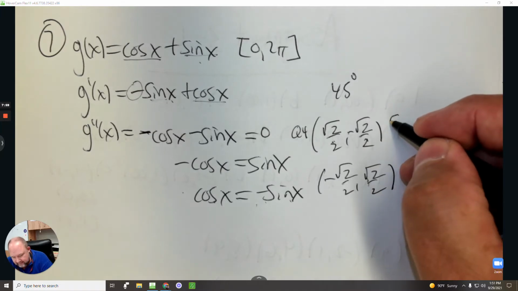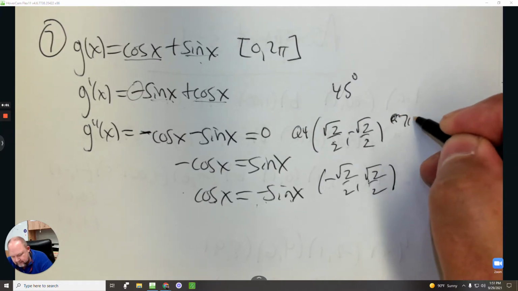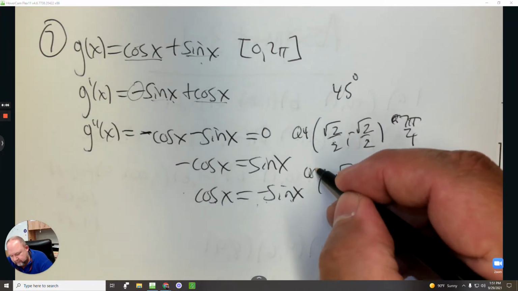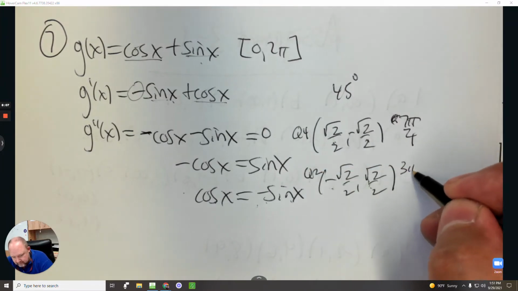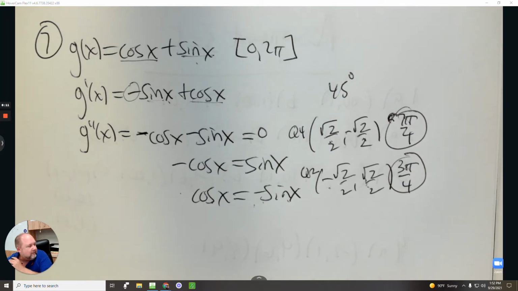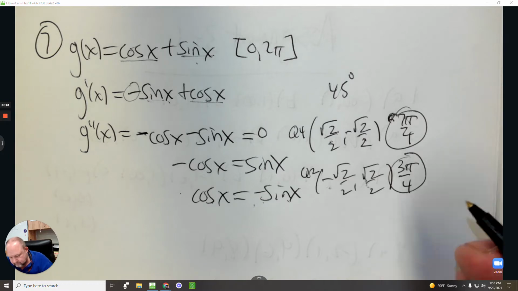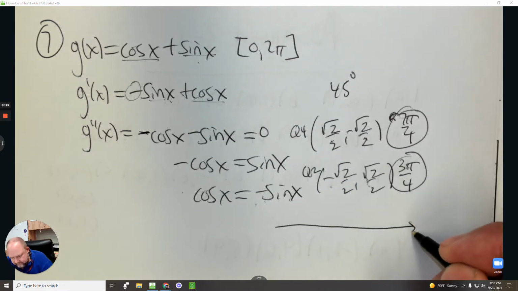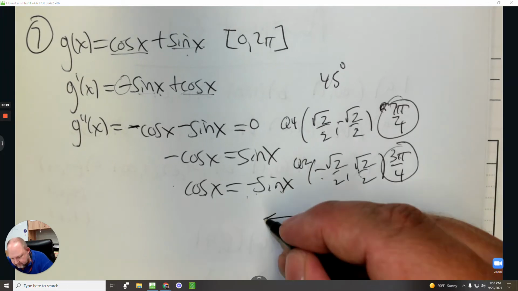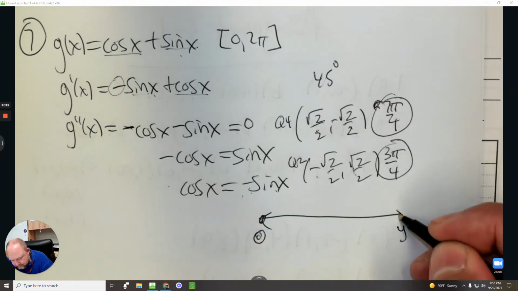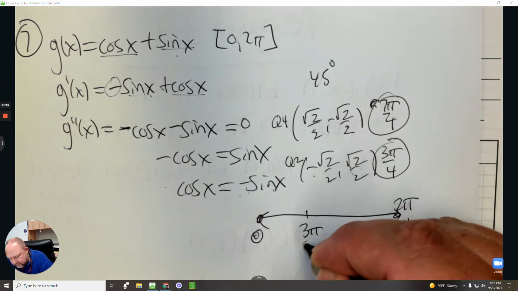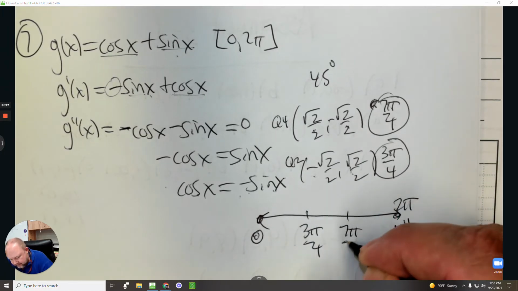So this is 7 pi over 4. This is negative positive. This is in quadrant 2. So that's 3 pi over 4. So at these two values, we have points of inflection. Draw a number line. So I'm going to put 3 pi, this goes from 0 to 2 pi. So they're endpoints. So this is 3 pi over 4, and this is 7 pi over 4.